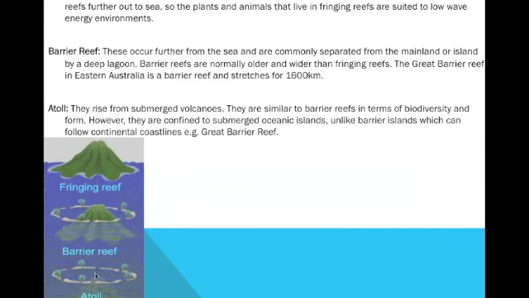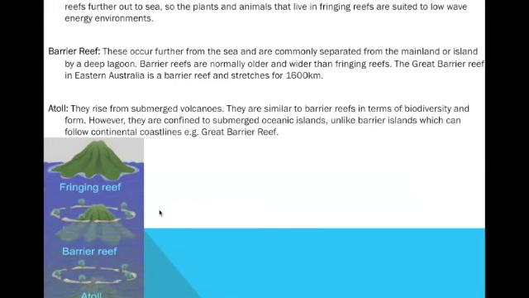So now, the atoll. They rise from submerged volcanoes. They are similar to barrier reefs in terms of biodiversity and form. However, they are confined to submerged oceanic islands, unlike barrier reefs, which can follow continental lines.